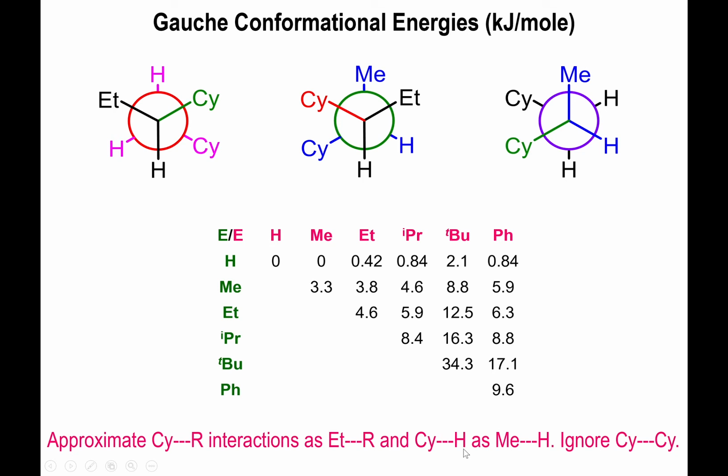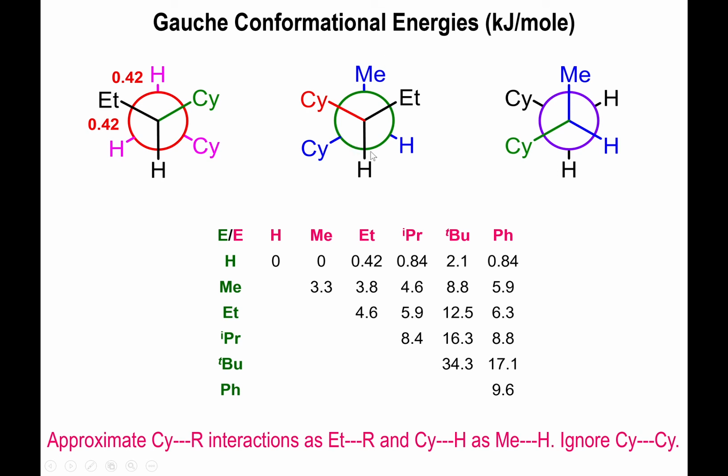Okay. So when we look at the structure here on the left side, notice that we have ethyl next to hydrogen that has an actual energy associated with it, 0.42. We have another ethyl on hydrogen that's 0.42, but hydrogen on hydrogen is 0. Hydrogen on cyclohexane is treated as if it were hydrogen on methyl, which is also 0. And we're ignoring the cyclohexane interaction. So we only have these two values to account for in this Newman projection.